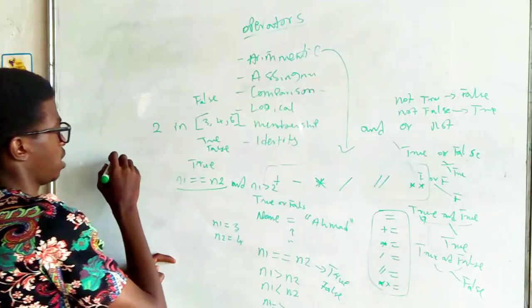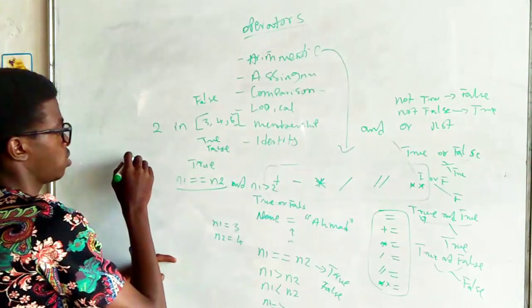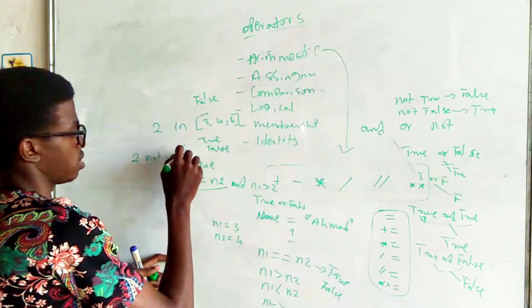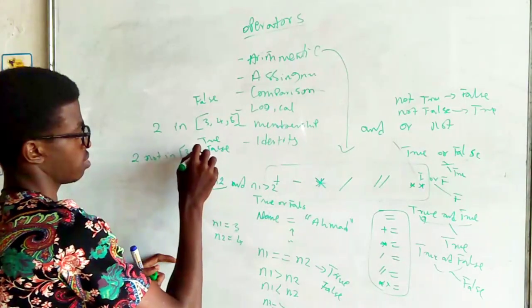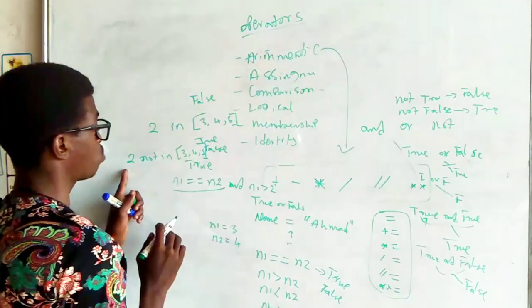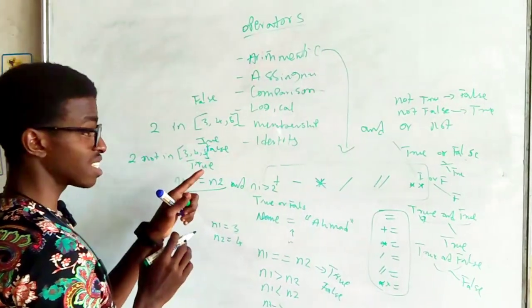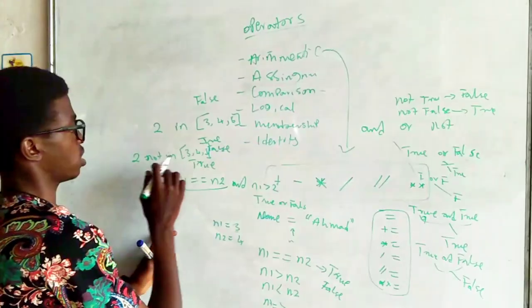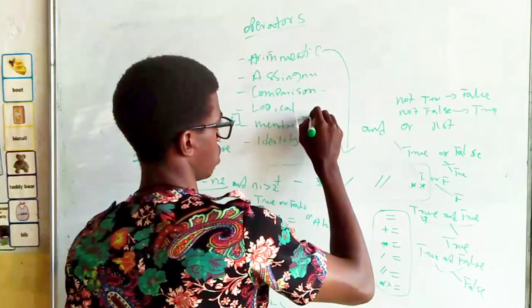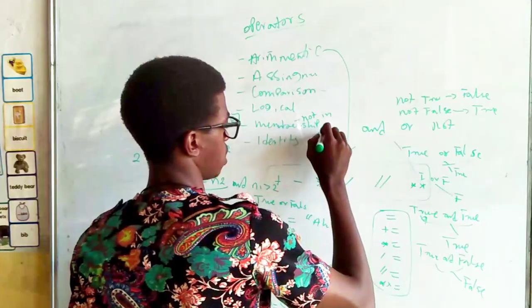Then I can also ask 2 not in 3, 4, 5. So I'm literally asking, I don't have 2 in this sequence, right? So that's what we call not in. So the membership operator only has 2 operators, which are not in and in.